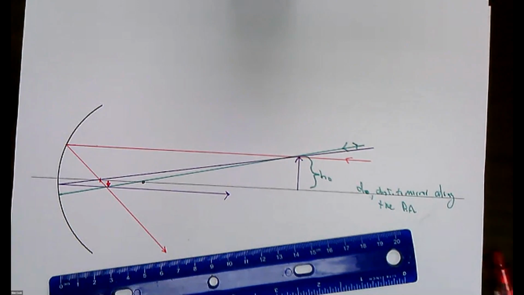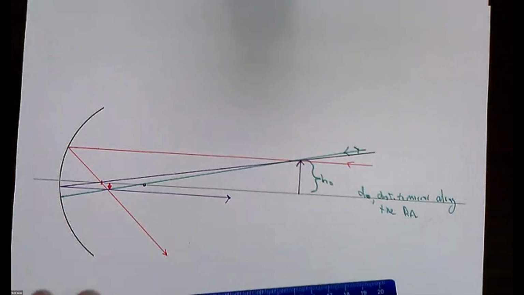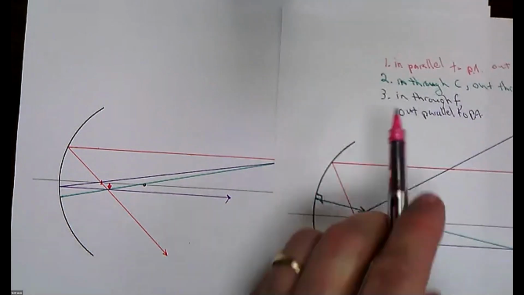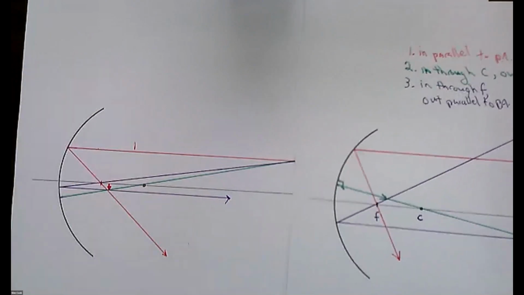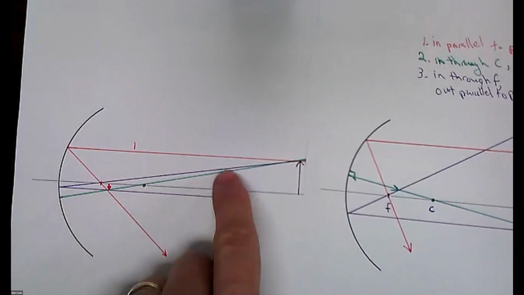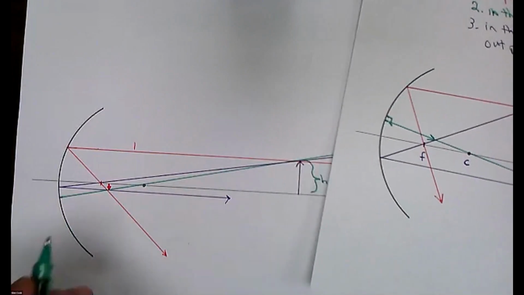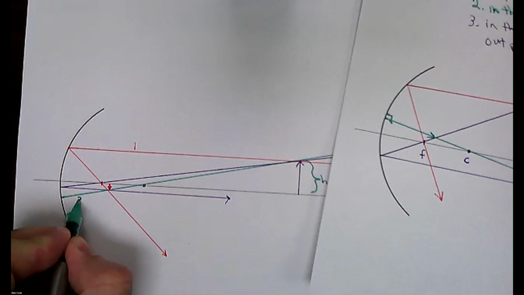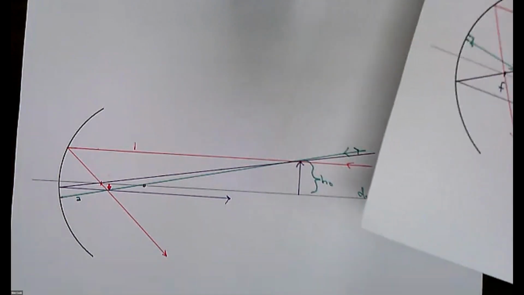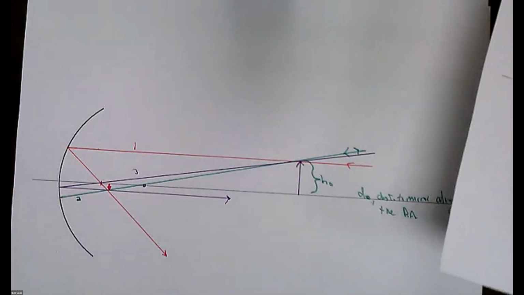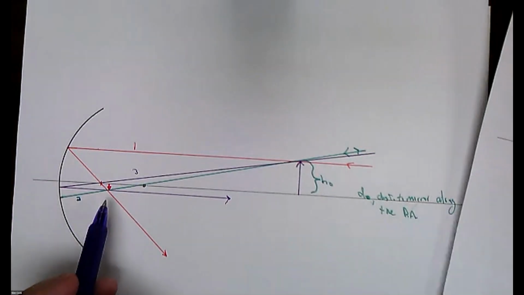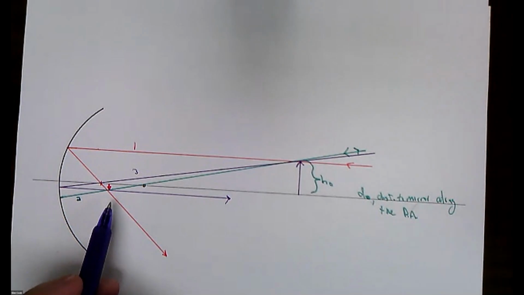And so we draw the 3 rays, just like I did in the sample. So we had in parallel, and I did it the same color. So line 1 is in parallel and out through F. Line 2 was in through C, out through C. I did that in green, so I'm going to label that as number 2. And line 3 was in through the focal point and out parallel. So lines 1, 2, and 3, where they cross as they exit the mirror, will show me the location of the image.